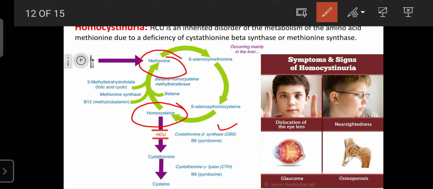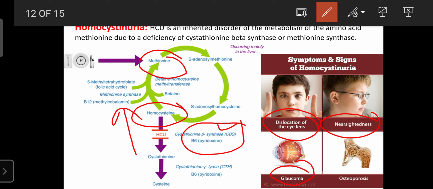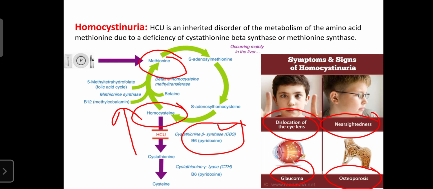Homocystinuria is a metabolic or genetic disorder. It is caused due to abnormal metabolism of methionine due to deficiency of the cystathionine beta synthase enzyme. Due to that, the homocysteine level increases, and the person suffers from dislocation of the eye's lens, nearsightedness, glaucoma, osteoporosis, or problems in growth or development. The person also suffers from CNS disorder due to accumulation of homocysteine. That condition is known as homocystinuria.